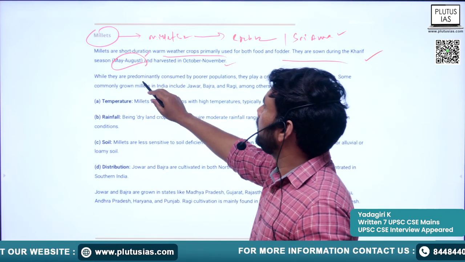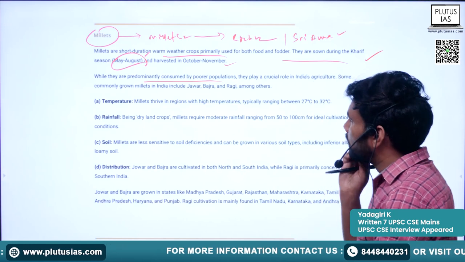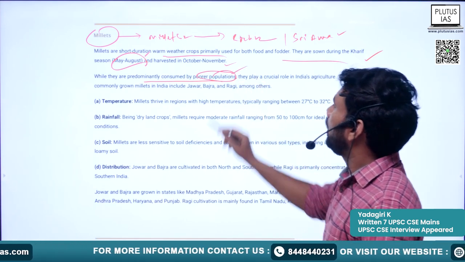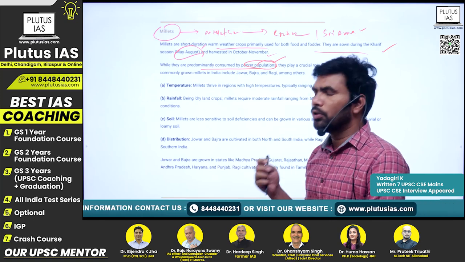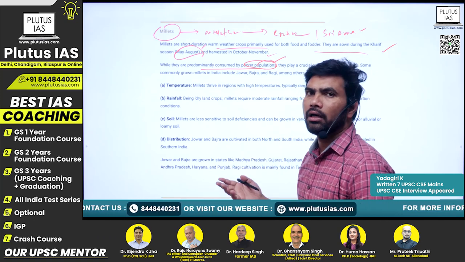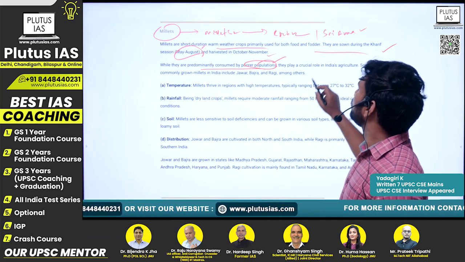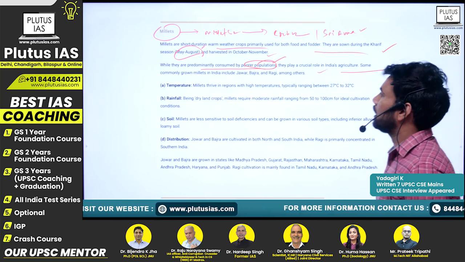So they are predominantly consumed by poorer populations, because of the good nutrients, poor people depend on the millets. So they play a crucial role in India's agriculture.